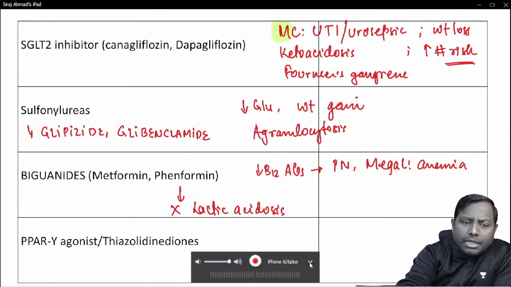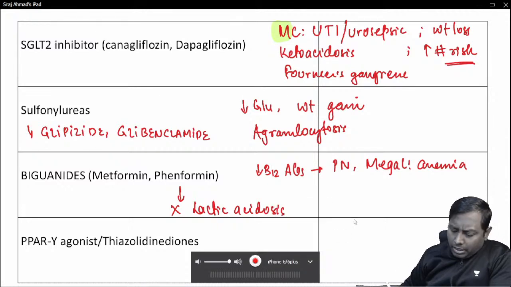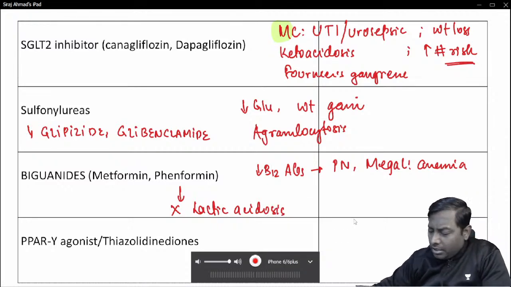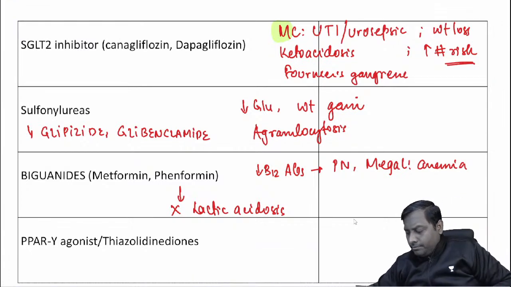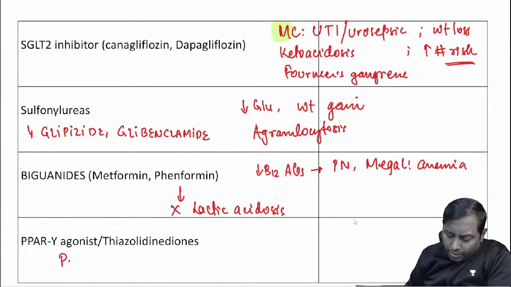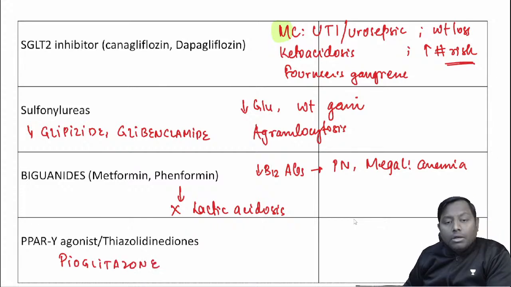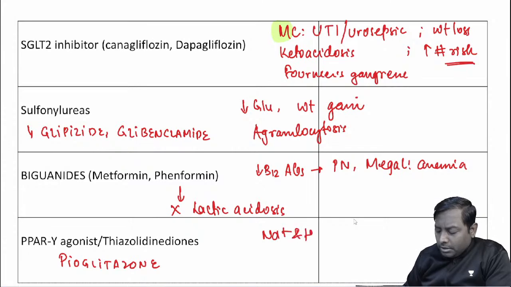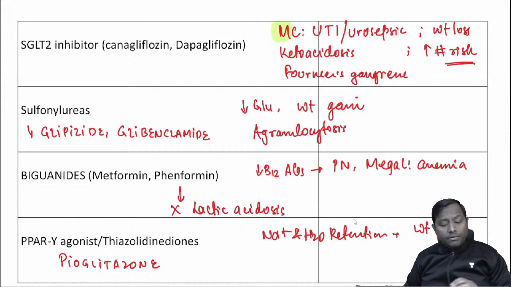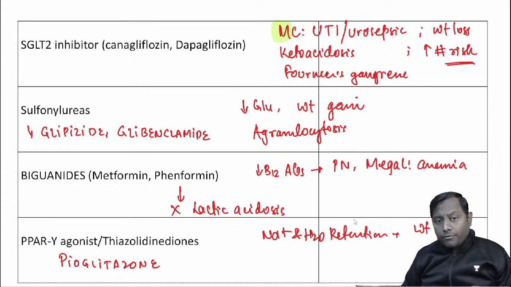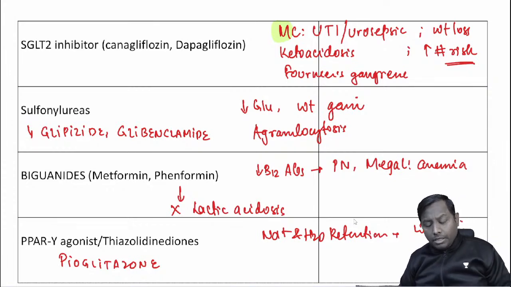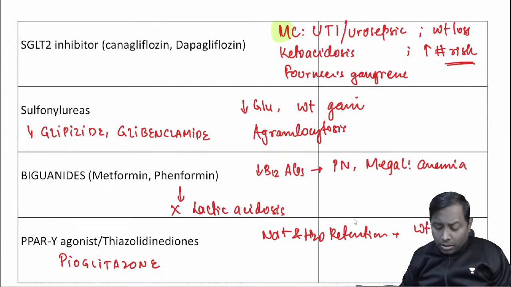PPAR gamma agonist, that is pioglitazone, the name of the drug that is clinically used. They will cause sodium and water retention. Because of sodium and water retention, remember, there will be one problem known as weight gain. Now this weight gain is not the same as weight gain seen with the sulfonylureas. Sulfonylurea is going to cause weight gain because they are insulin secretagogues.